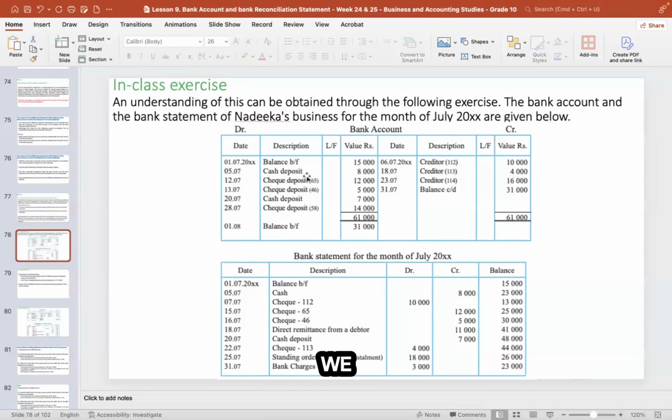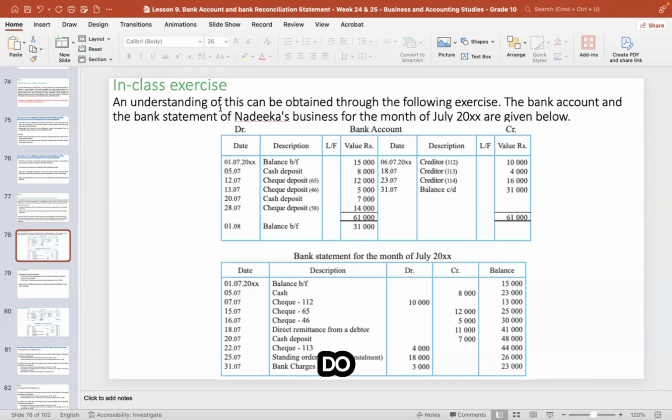Okay, students, so we are going to start an exercise. So let's read it out, okay? To understand this context better, we can do the following exercise. The bank account and the bank statement of Nadika's business for the month of July 2024 are given below.